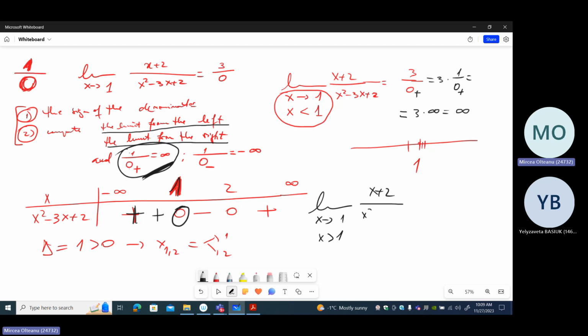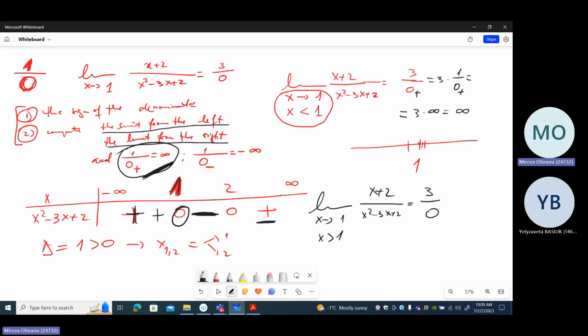Let's see what happens. Of course, we shall get 3 over 0 because nothing changed, the values are the same. But now if we look at what happens with the denominator when x is close to 1 and greater than 1, we see that it is negative.